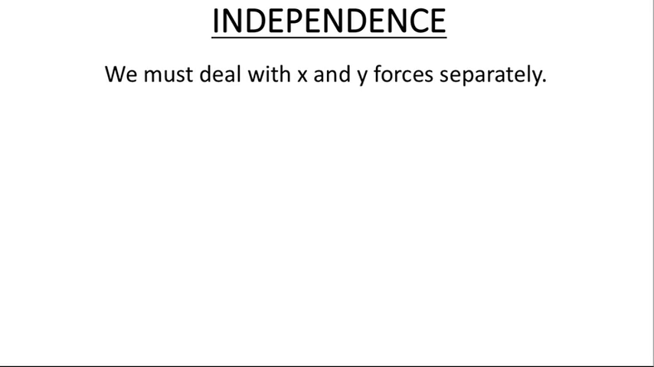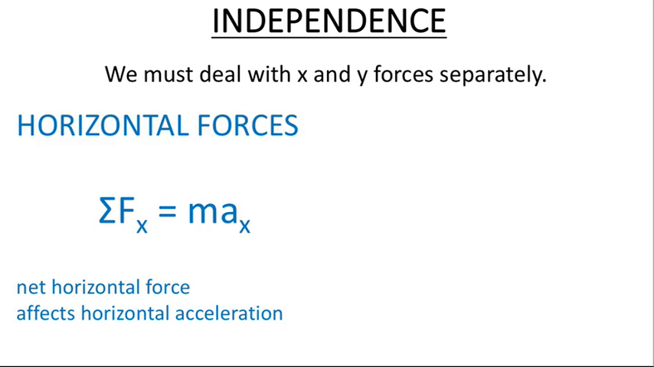The last thing we're going to talk about today is how the second law interacts with the independence principle. Basically, because of independence, we must deal with the x and y forces separately. That means that when you use Newton's law, you're going to use it in both the x dimension and the y dimension. The net horizontal force will only affect the horizontal acceleration. When we use Newton's second law equation, we show this by putting little x's into the equation.